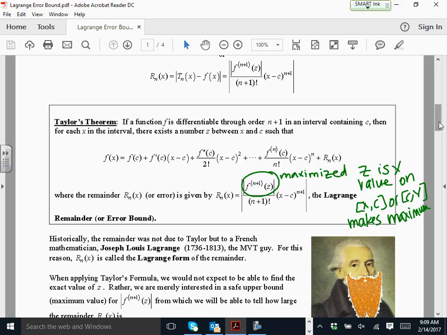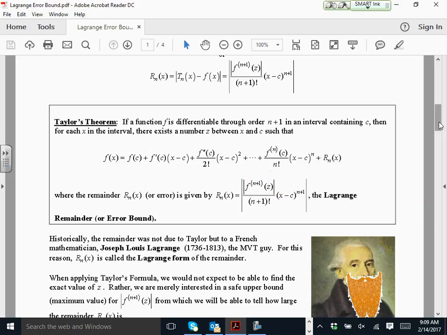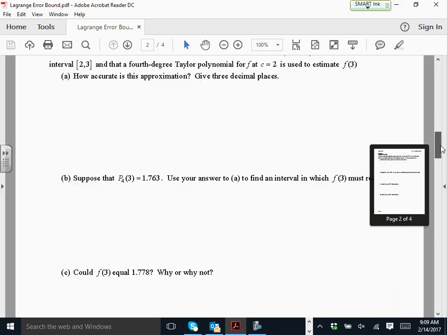Essentially, we want to think of this as the next unused term, all right? But we want that derivative to be maximized, right? Any questions so far? Okay. We want to be sure that we have the most error accounted for. Okay. So, go ahead and turn the page.